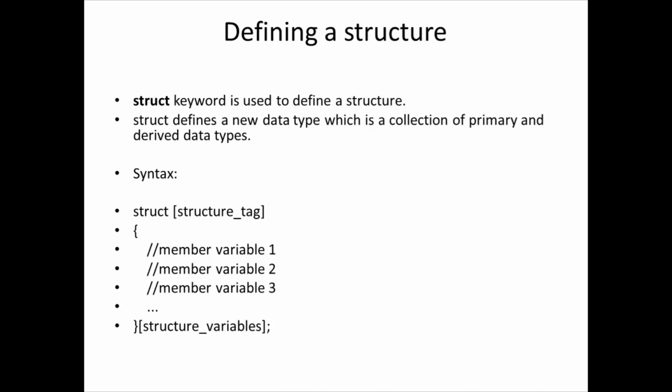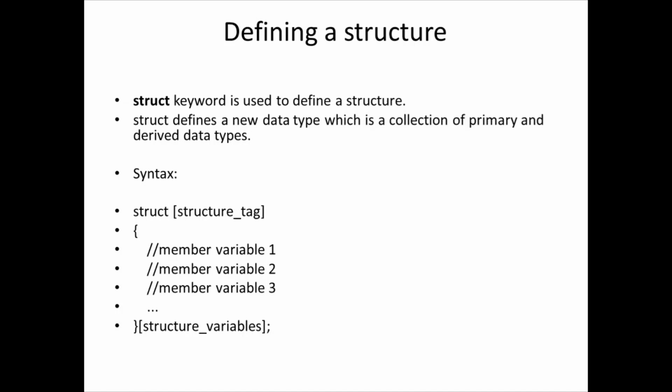The syntax is the struct keyword, and we have to specify the tag name, and we have to write the members: data type, variable name, semicolon, data type, variable name. We can declare multiple members, and it will end with a semicolon. This is the general syntax of the structure.